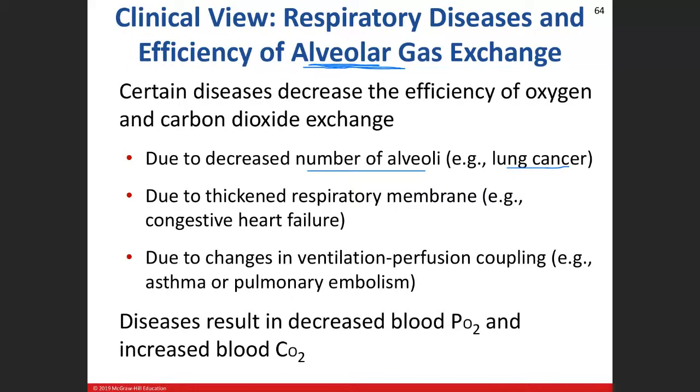Is anyone familiar with congestive heart failure? Seen it? Yeah. So it's basically right-sided heart failure. The right side of your heart decides to have an issue, and guess what? The right side of the heart is the part of the heart that sends the blood to your lungs. And that causes an issue. In this situation, you can see a thickening of the respiratory membrane. The heart doesn't pump out as well, and that causes a backflow of blood into the pulmonary circulation.